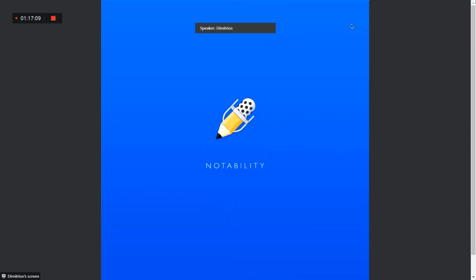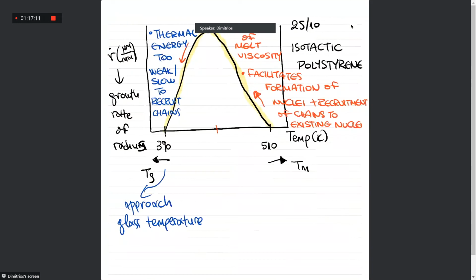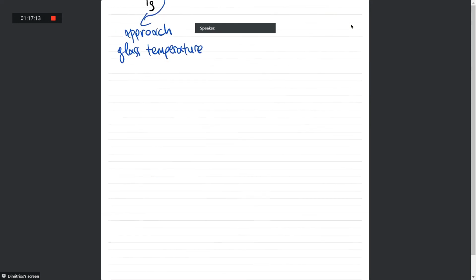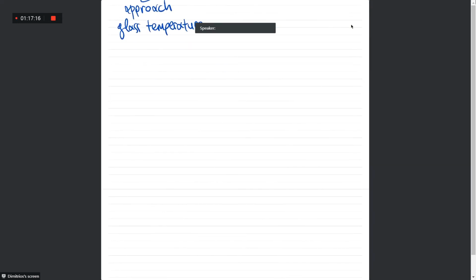Let me draw it a bit for you. We go here. So what happens in this case? Here, after T0, we have the polymer melt. There's nothing in there.